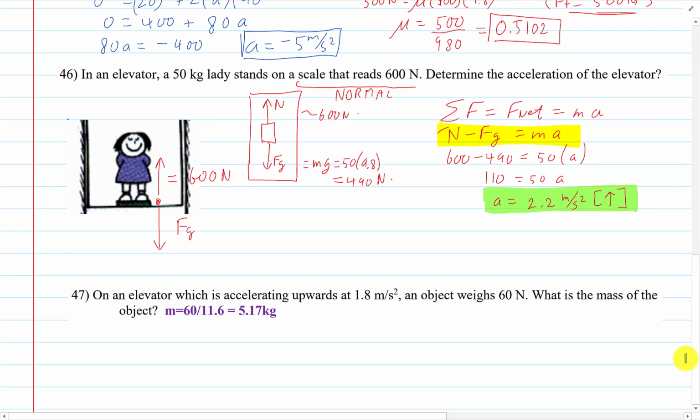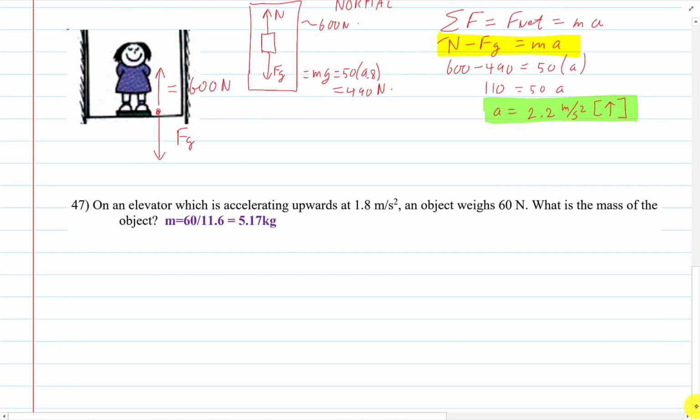And number 47, I've copied it with the answer here, but this is the challenging elevator one. This is the hardest this gets, and it's not that hard. Again, elevator. You start off drawing the free body diagram for every elevator. Boom.